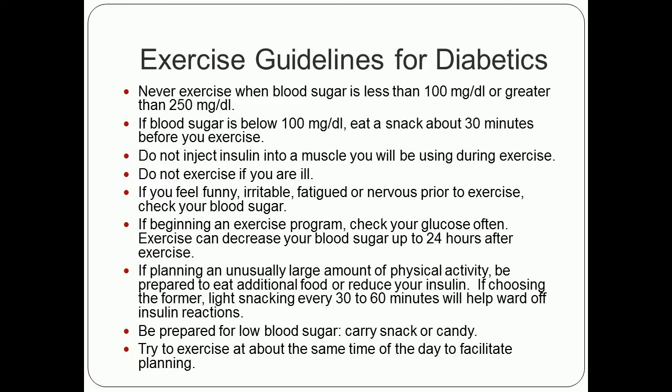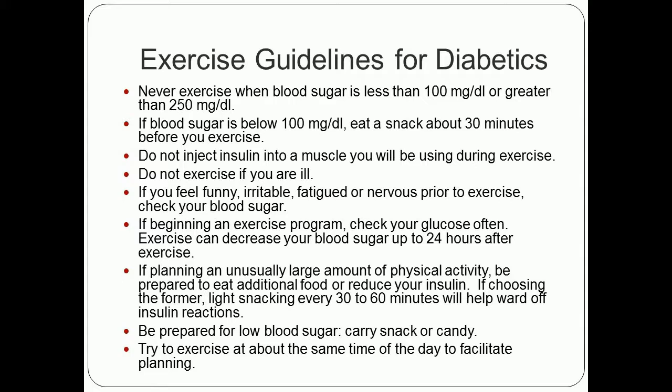Exercise guidelines for diabetics. Never exercise when blood sugar is less than 100 mg per deciliter or greater than 250 mg per deciliter. If blood sugar is below 100 mg per deciliter, eat a snack about 30 minutes before you exercise. Do not inject insulin into a muscle you will be using during exercise. Do not exercise if you are ill. If you feel funny, irritable, fatigued or nervous prior to exercise, check your blood sugar. If beginning an exercise program, check your glucose often.